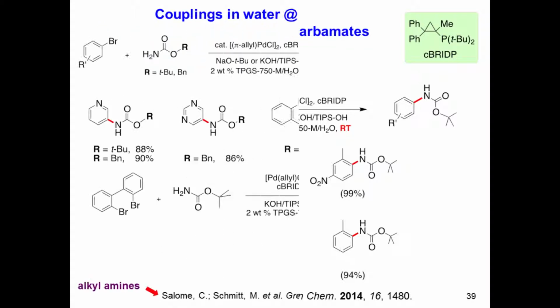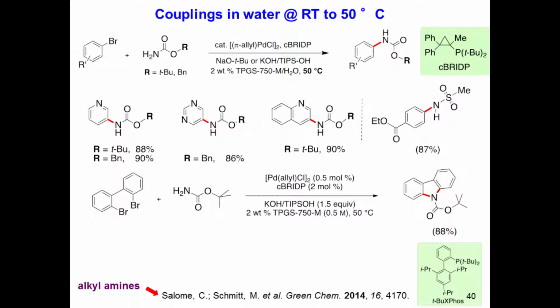temperature. Now, we also applied this chemistry to heteroaromatic systems, and here we needed to increase the temperature between room temperature, in some cases up to 50 degrees, to drive these to completion. Nonetheless, the yields are very good. We could make sulfonamides, for example. We could do double substitutions to arrive at carbolines.